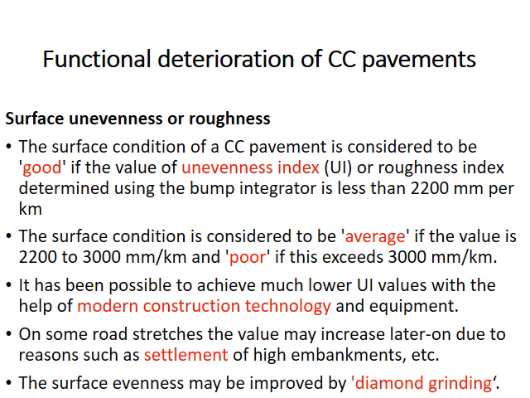Next is the functional deterioration. Among the failures, you have structural deterioration and functional deterioration. Till now we have seen some failures of the rigid pavements. Now you will see the functional deterioration of cement concrete pavements. First one is surface unevenness or roughness, which is good if the unevenness index is less than 2200 mm per kilometer. The unevenness is average if the roughness index is 2200 to 3000 millimeters per kilometer, and poor if it exceeds 3000 millimeters per kilometer.